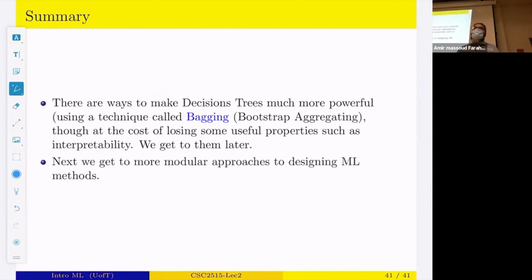So far, we talked about two different methods of doing machine learning, KNN and decision trees, which to some may look like, okay, I learned one method and then I learned another method. Next, I'm going to talk about a more modular approach, by which we can design a lot of methods by changing each component, each module, of the whole system. That's all for now.